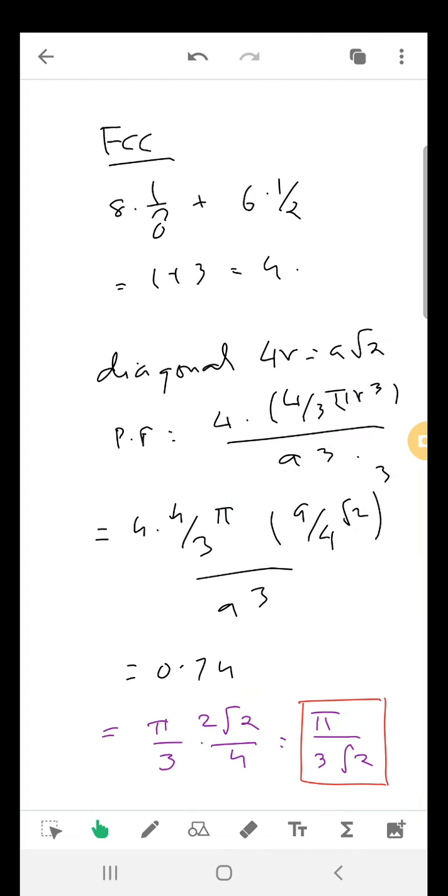Similarly, in the case of an FCC, you have 8 corner atoms plus 6 face atoms, making a total of 4 atoms, and the diagonal is also equal to 4r is equal to a root 2. So putting these values into the packing fraction formula, we get the end result as pi by 3 root 2, which is 0.74.